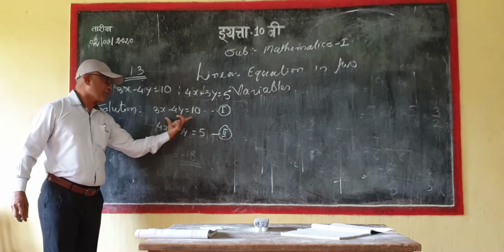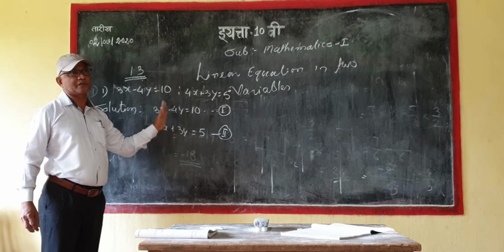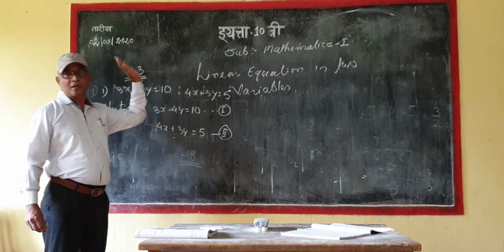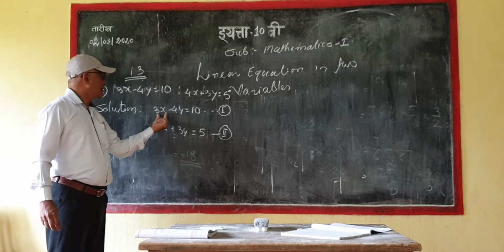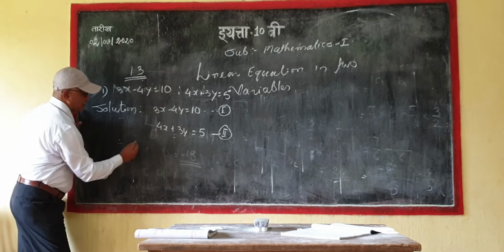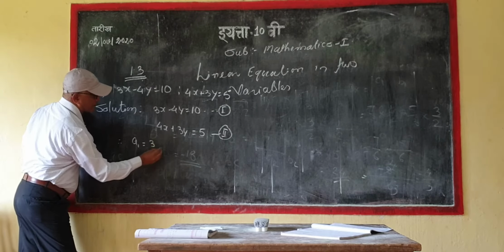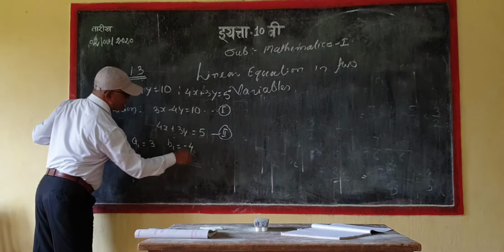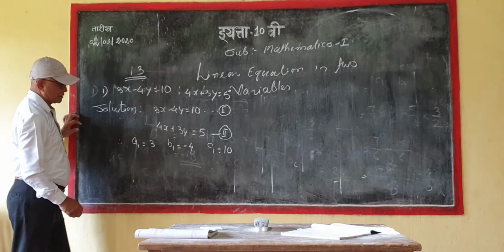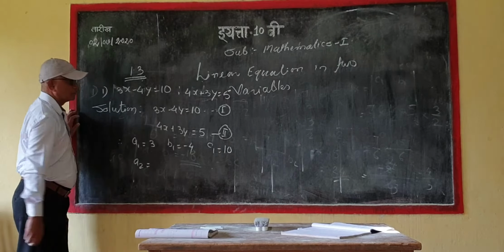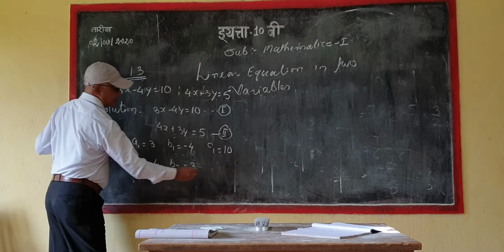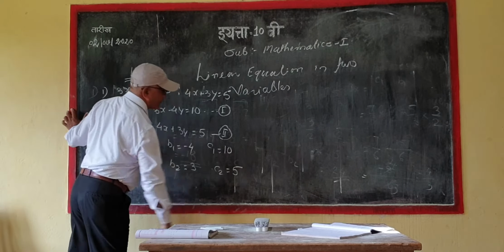हे ऑलरेडी जनरल फॉर्म मध्ये आपल्याला काही दिलेले आहे, त्यामुळे जनरल फॉर्म मध्ये आणण्याची गरज नाही. जनरल फॉर्म मध्ये ax plus by is equal to c is a general form of the equation आणि हे आपल्याला ऑलरेडी दिलेले आहे. So from first, the a1 is equal to 3, b1 is equal to minus 4, c1 is equal to 10. From second, a2 is equal to 4, b2 is equal to 3 and c2 is equal to 5.